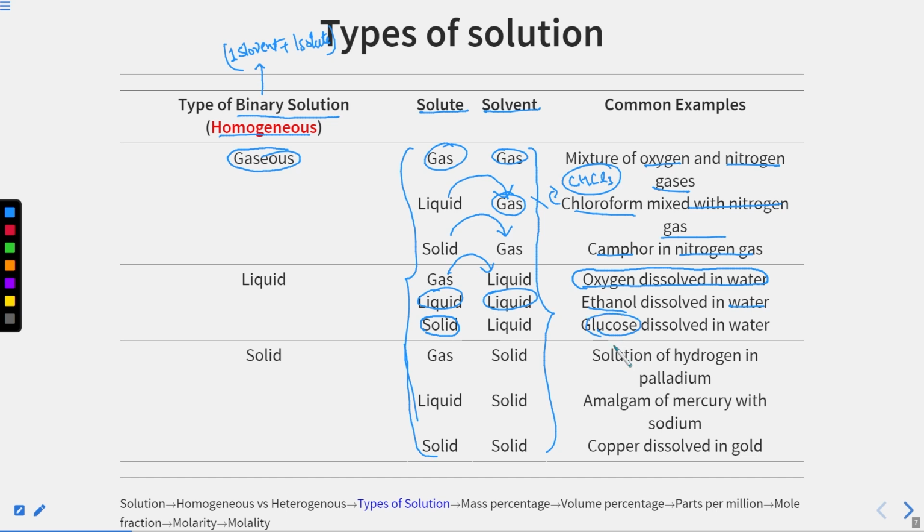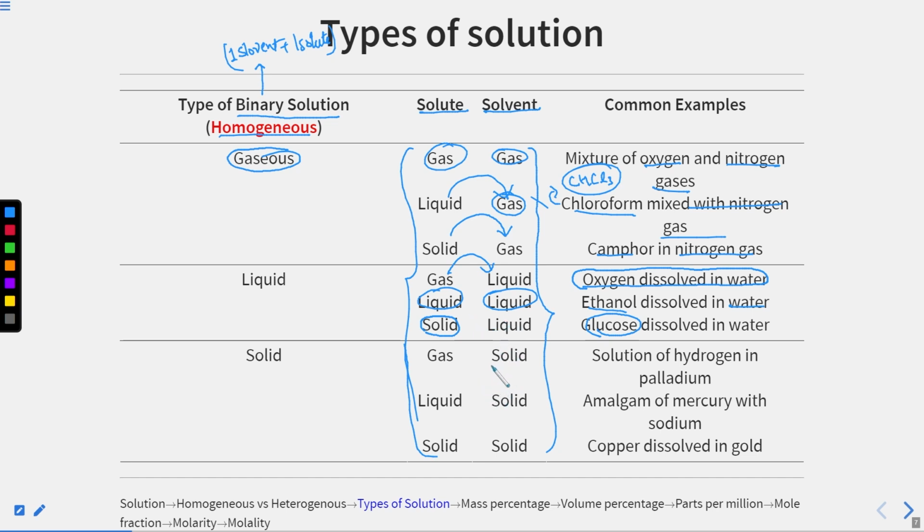Yes, this Glucon-D and all those energy drinks are based on this phenomenon only. We take the powder of Glucon-D and dissolve it in water, and we say that this is a type of hydrating agent. So this is an example of a solid dissolved in a liquid.